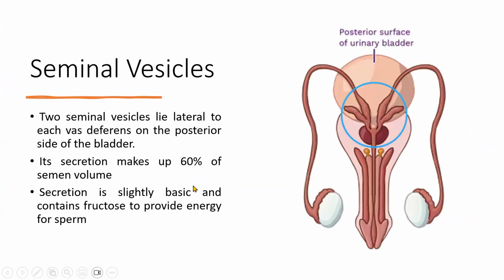And it makes up 60% of the semen volume. The secretion is basic, right? And it has fructose. The fructose supplies the energy for the sperm to swim. It's very energy demanding to swim upstream, against gravity, and it's a long journey to the egg, like 3 to 4 days on its own, trying to find the egg. So it needs the fructose.